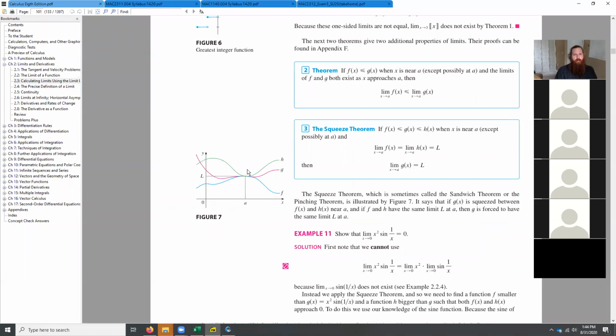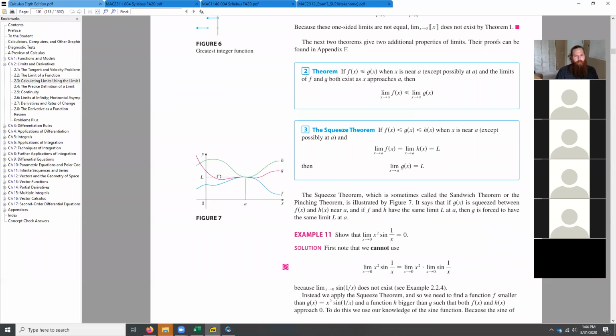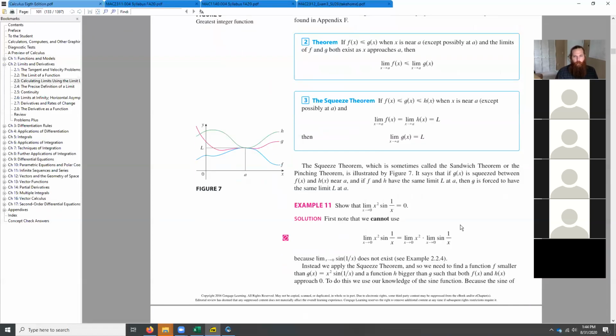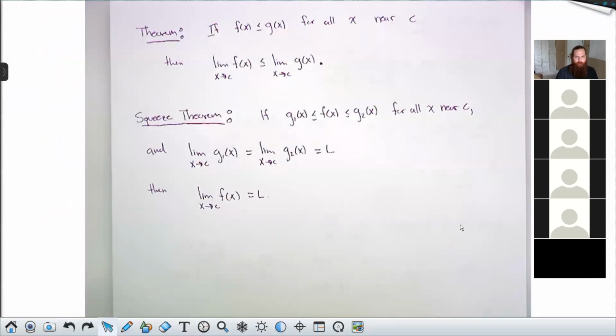Instead of using G1 and G2, they use F, G, and H. But you see here, the pink guy is the middle guy, the blue guy is the policeman behind you, and the green guy is the policeman ahead of you. If they're both going to the same value L as x approaches A, then the red guy, the pink guy, you, have to also be going to that value. So I've got 1 minute here to try and show you an example.